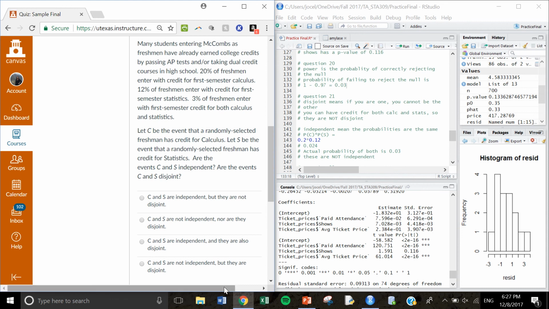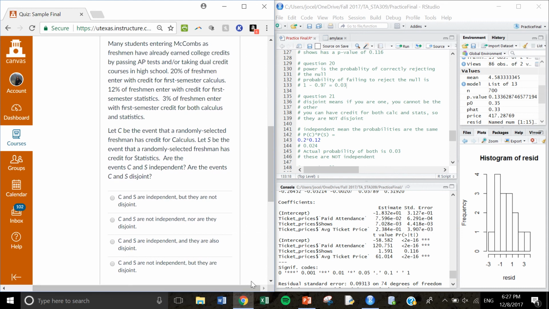Question 21. Many students entering McCombs as freshmen already earn college credits by passing AP tests or taking dual credit courses in high school. 20% enter with credit for calculus. 12% enter with credit for stats. 3% of freshmen enter with credit for both of those. So let C be the event for calculus. Let S be for stats. Are C and S independent or disjoint?